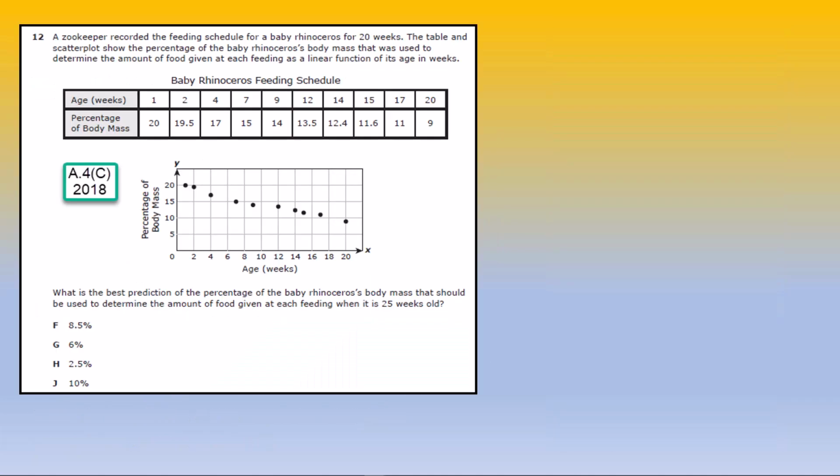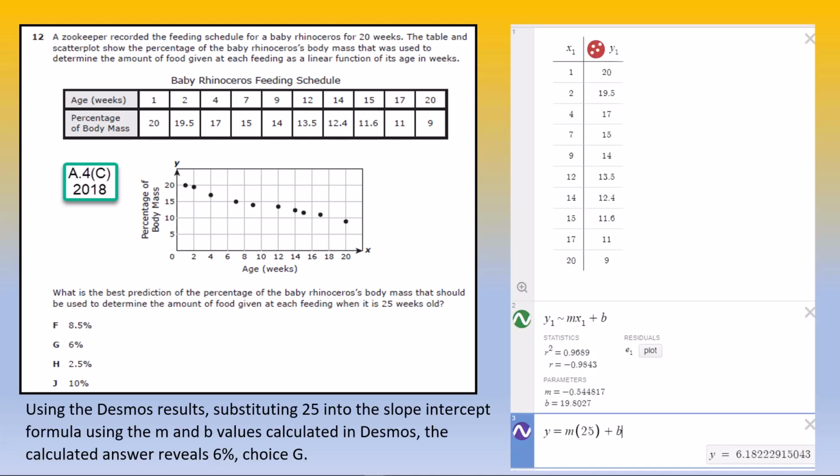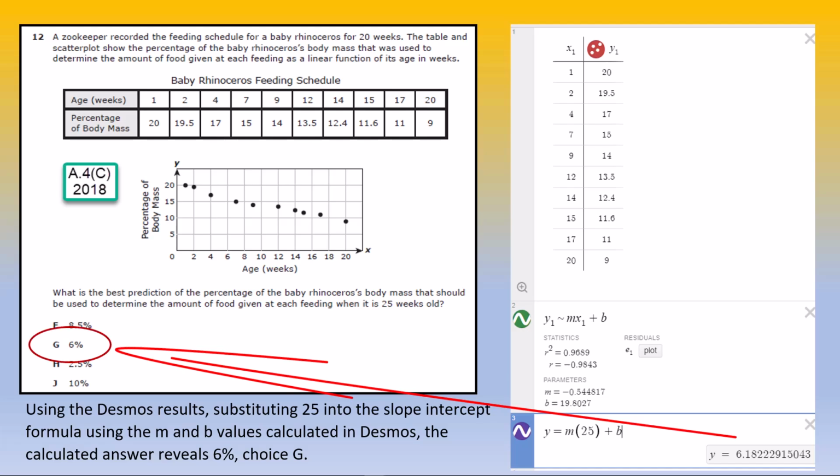Here is another question. Pause the video, read the problem carefully, and use Desmos to find your answer. Using the Desmos results, substituting 25 into the slope-intercept formula, the calculated answer reveals 6%, choice G.